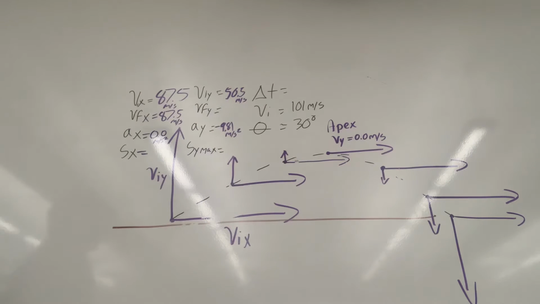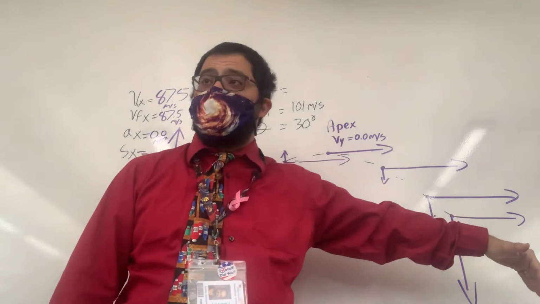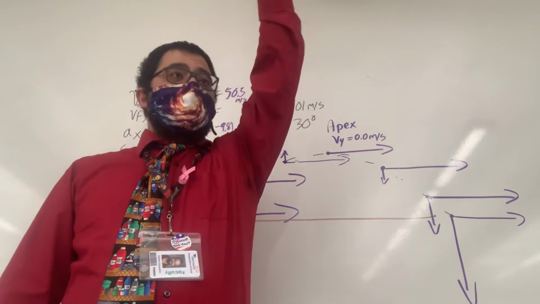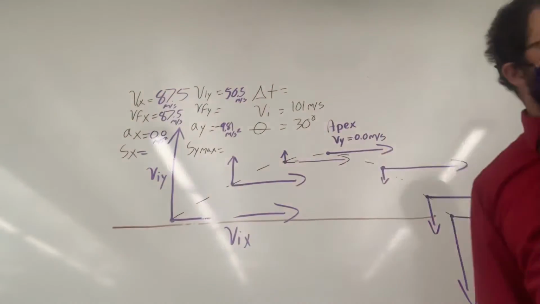What would be the velocity of the y right as she lands? Marcus? It would be negative 50.5. Because she goes up to a certain height and then comes down that same exact height. This is just like the questions where we threw it up and then it came back down. Does that make sense?